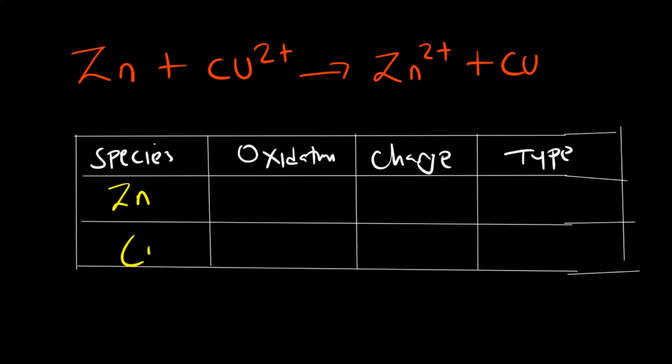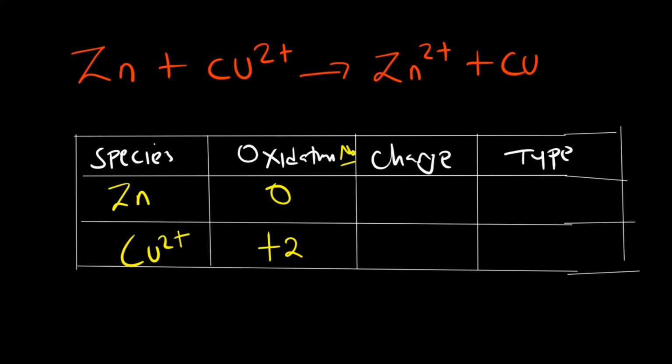Then we also have copper 2 plus as our first element, the reactants. So now I'm able to see that for zinc, its oxidation number here is 0. The oxidation number for copper there is 2 plus. So I'm just going to put plus 2. That's how we write oxidation numbers.